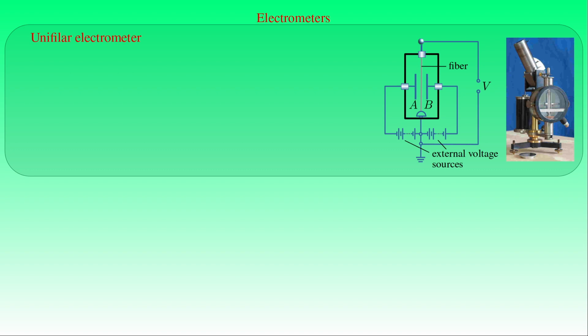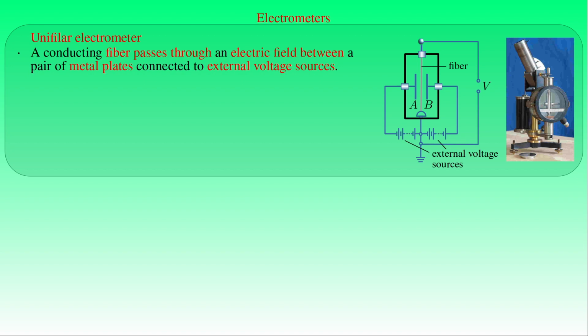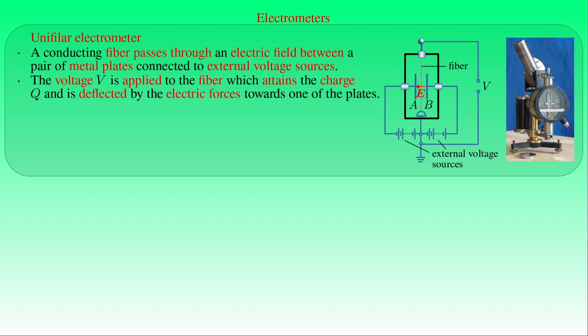In the box encasing the apparatus, a fine platinum fiber or a quartz fiber coated with conducting material passes through the electric field E between a pair of metal plates A and B connected to batteries serving as external voltage sources for the field. The voltage V to be measured is applied at the two ends of the fiber, which attains the electric charge Q. As a result, the fiber mounted midway between the two electrodes is deflected by the force of the electric field towards one of the metal plates.